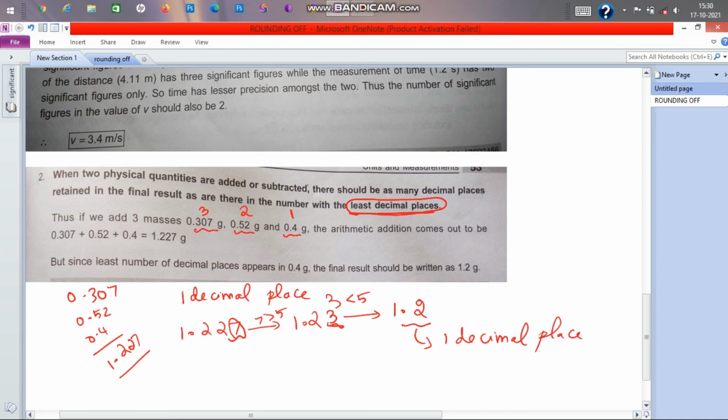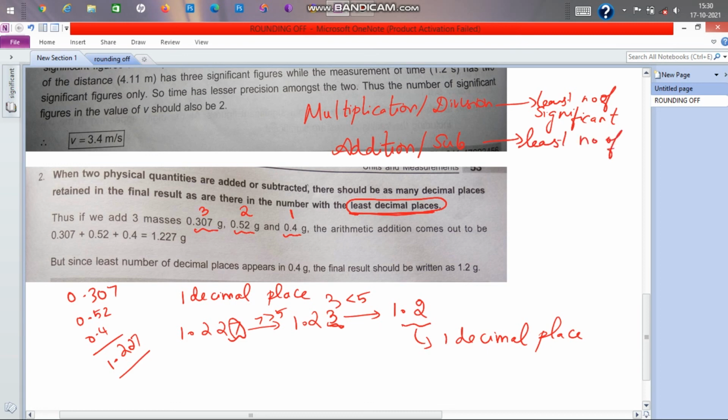Remember that in case of multiplication or division, the final answer must have the least number of significant figures, whereas in case of addition or subtraction, the final answer must have the least number of decimal places.